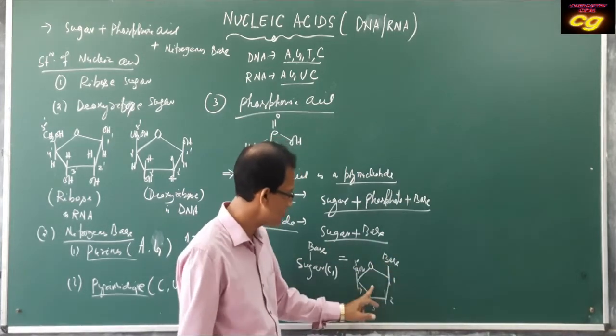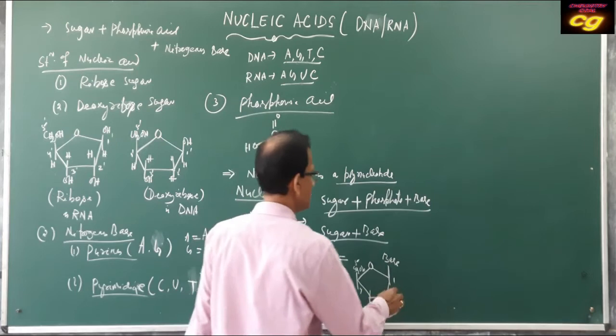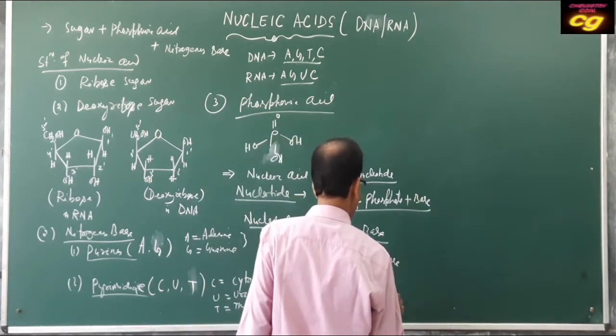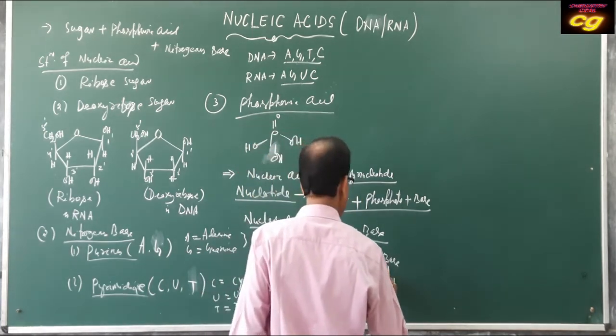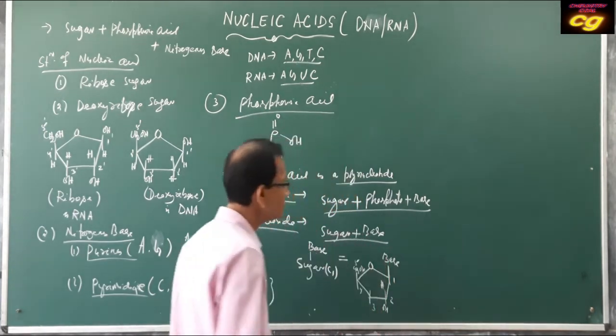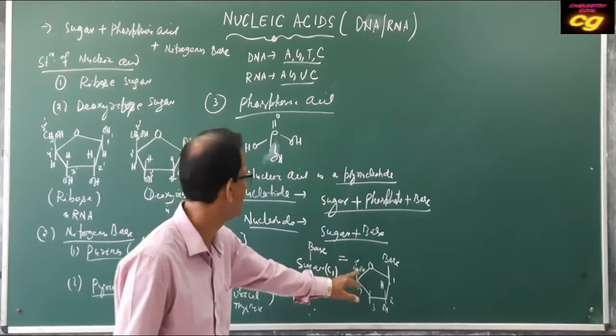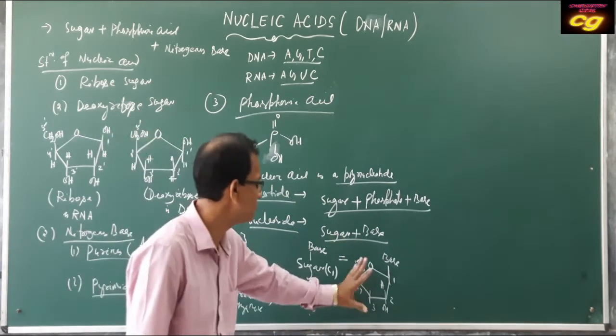Then this base and sugar, this is ribose sugar. Take it as ribose, meaning OH on the carbon. This is called a nucleoside: base and sugar.